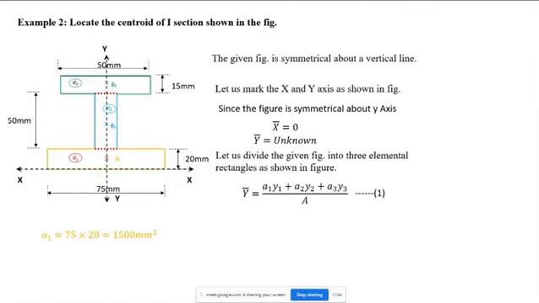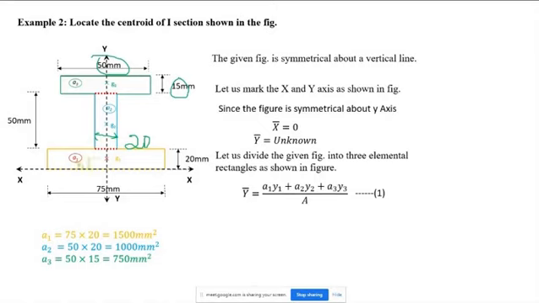Next, A1 is equal to 75 into 20, because this is the area. That's equal to 1500, and A2 is nothing but 50 into 20. The 50 is the vertical dimension, and this dimension is missing, it is 20 mm. So 1000 mm square. Similarly, A3 is nothing but 50 into 15, that's equal to 750 mm square.